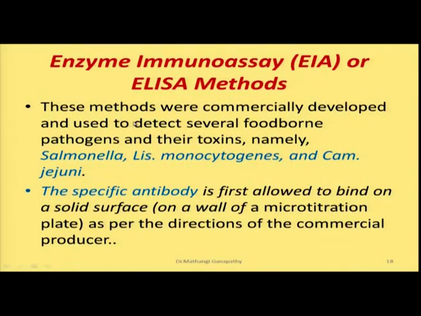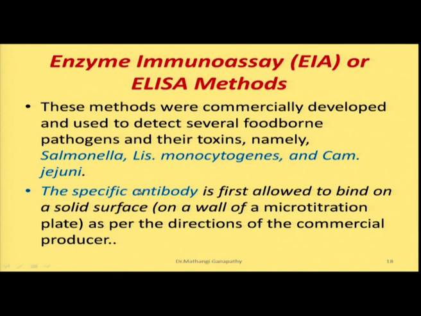Next comes the major topic, the enzyme immunoassay EIA, or otherwise we call it the ELISA method. These methods were commercially developed and used to detect not only several foodborne pathogens and their toxins, but this is also normally used in clinical conditions to detect other pathogens, not foodborne pathogens alone. In the case of foodborne pathogens, we use the detection to find out the presence of Salmonella, Listeria monocytogenes, Campylobacter jejuni, etc.